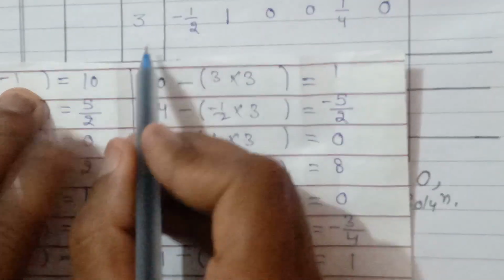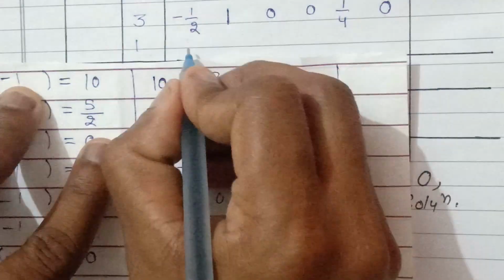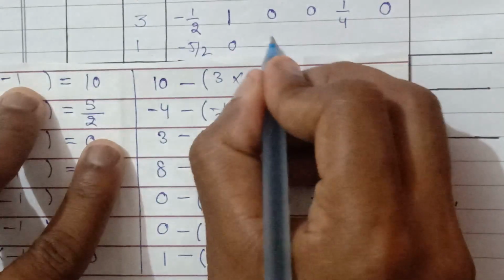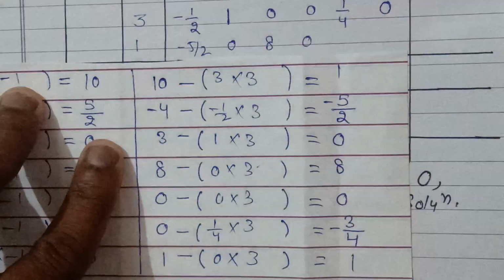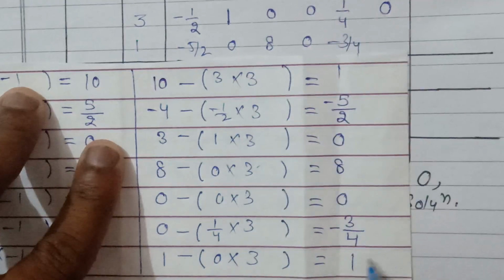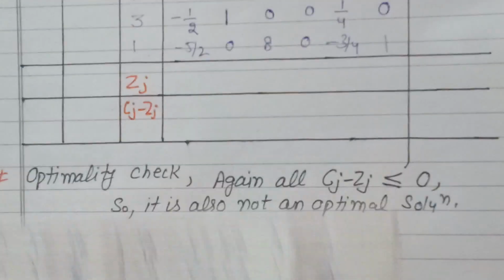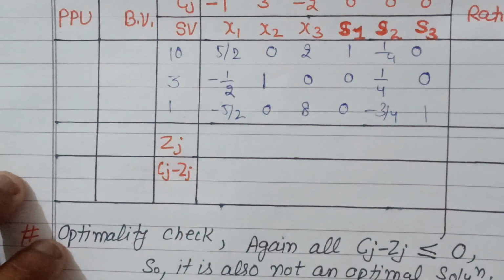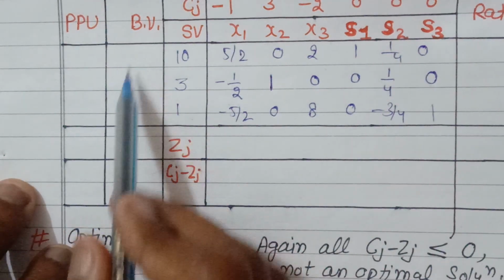So let us write these values. This is 1, this is minus 5 by 2, this is 0, this is 8, this is again 0, this is minus 3 by 4 and this is 1. Now we have to find the values of Zj. But before that we have to enter these values also.